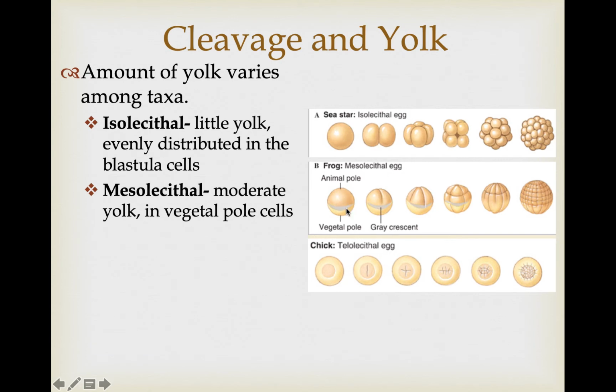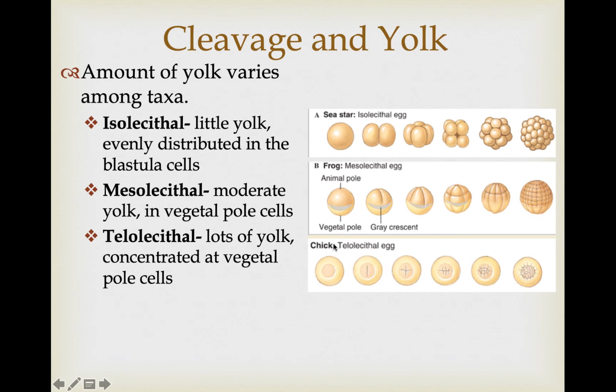Mesolecithal, a frog, has a pretty distinct animal pole and vegetal pole, so that as we see there's division, we see many more very small cells in the animal pole, and you don't always get complete cleavage into cells of equal size in the vegetal pole.